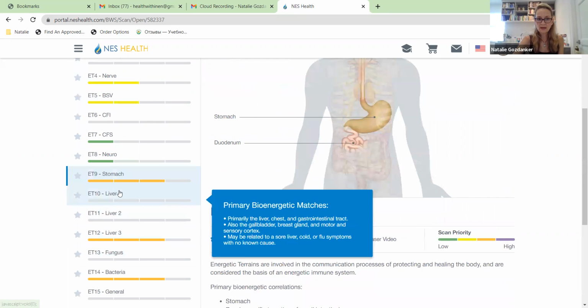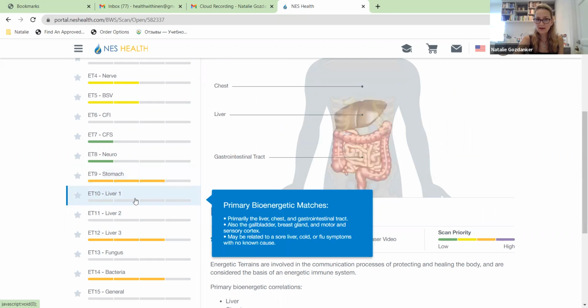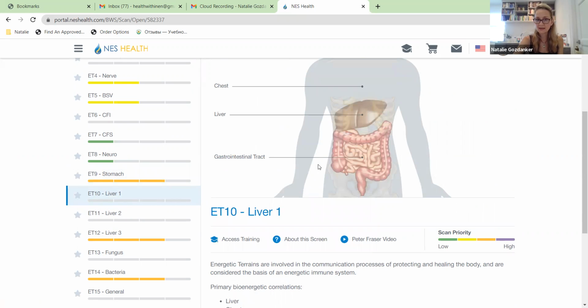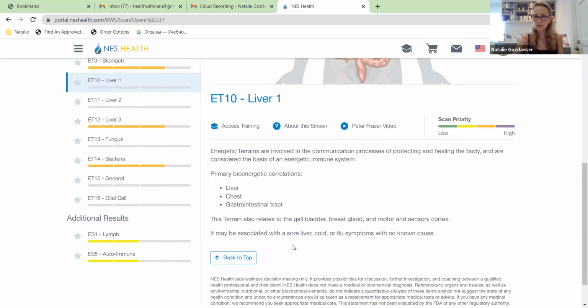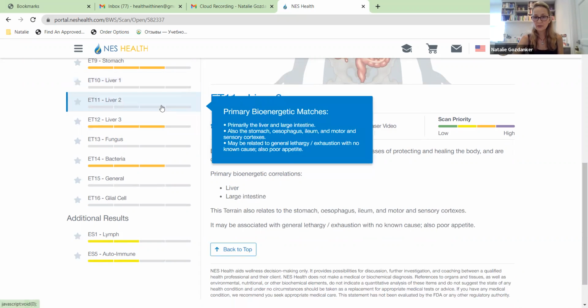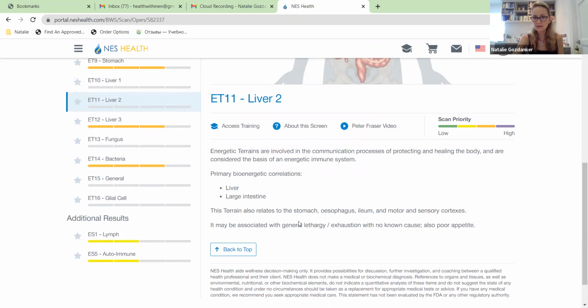Okay, then you see 3 liver parameters, and again 3 because although they affect chest, liver, and gastrointestinal tract, the reason or the activity that is triggering some sort of asking for correction and triggering healing in those areas is different. For example, for liver 1, it's usually sore liver issues, cold or flu symptoms with unknown cause. For liver 2, it's just general lethargy, exhaustion with unknown cause, like poor appetite and stuff like that.